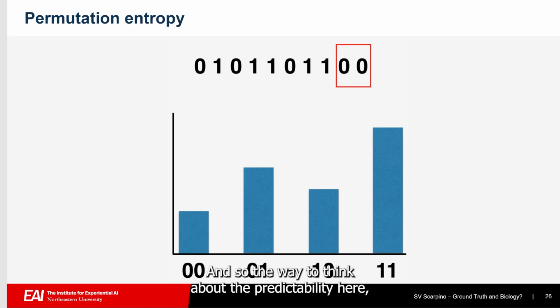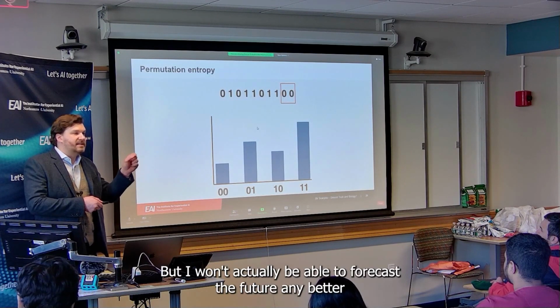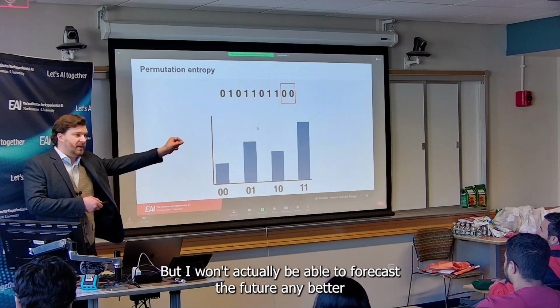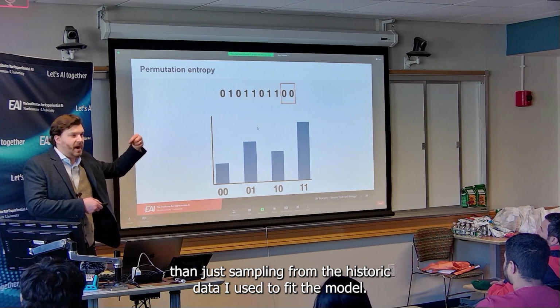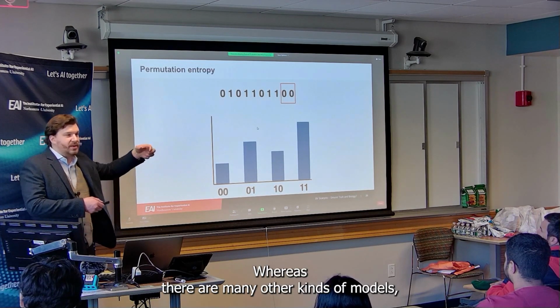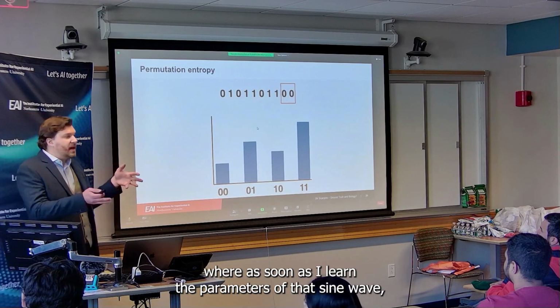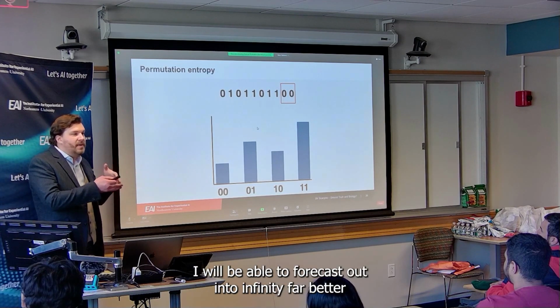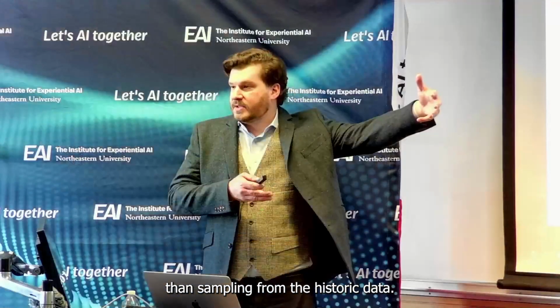And so the way to think about the predictability here, if I have a fair coin that I'm flipping, I can, of course, learn a model, a mechanistic model that will generate that time series. But I won't actually be able to forecast the future any better than just sampling from the historic data I used to fit the model. Whereas there are many other kinds of models, like maybe a sine wave, for example, where as soon as I learn the parameters of that sine wave, I will be able to forecast out into infinity far better than sampling from the historic data.